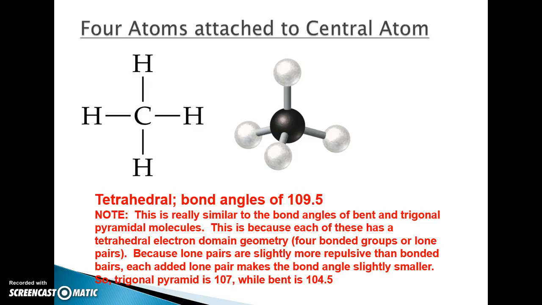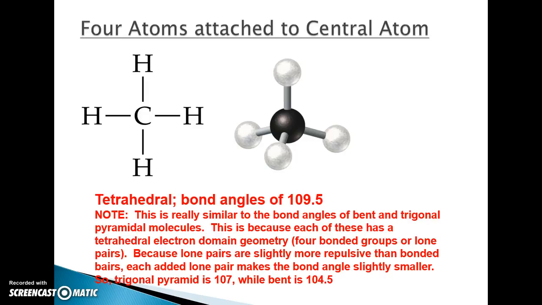This is because each of these has a tetrahedral electron domain geometry. So that means 4 things around a central atom. In water, it had 2 bonded groups and 2 lone pairs, 4 things, tetrahedral electron domain geometry. And in trigonal pyramid, it had 3 bonded groups and 1 lone pair, again, a tetrahedral electron domain geometry.